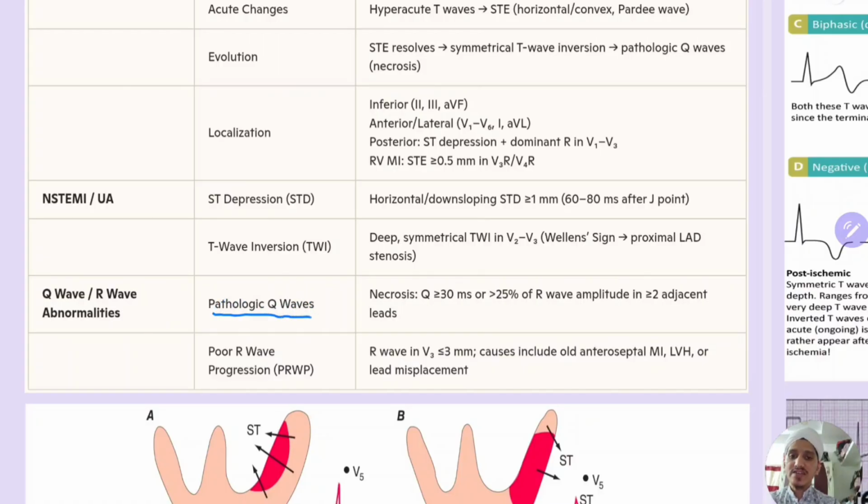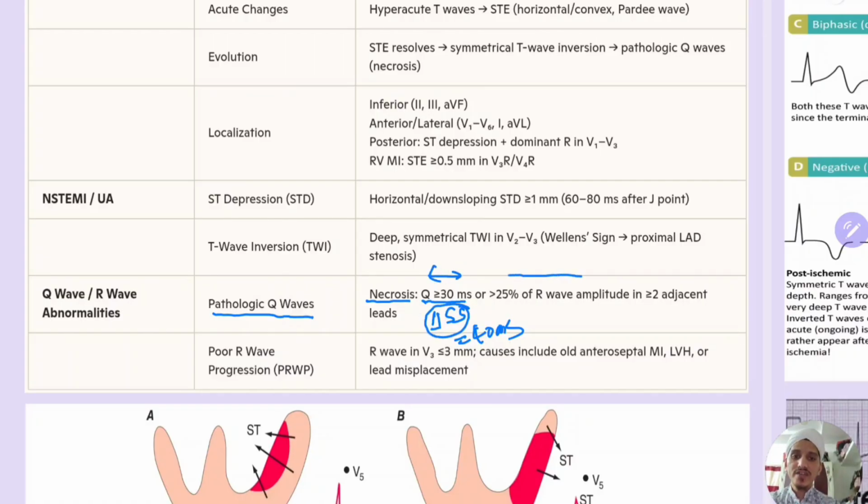So pathological Qs, as I have discussed, indicate necrosis. That should be at least more than 30 milliseconds. Just remember, more than one small square. Actually, one small square is equivalent to 40 milliseconds, but for the sake of remembrance, just remember this as one small square in width.